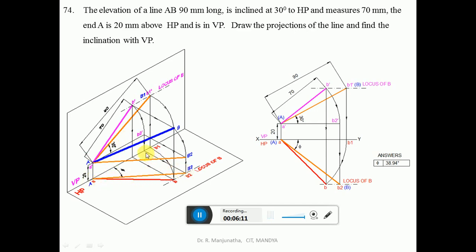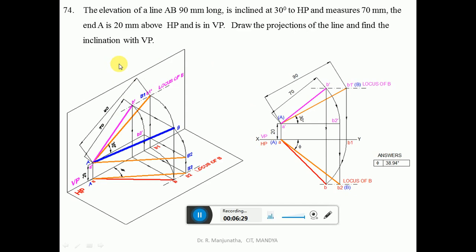Since it is parallel to HP, we are getting the true length in HP. Then you are projecting this onto the locus of B in the top view, because once you get the top view, you will get the locus of B. So you write locus of B, and since it is parallel to HP, you will get this point as capital B2 and this as capital A. So this is how we can analyze this in 3 dimensions.